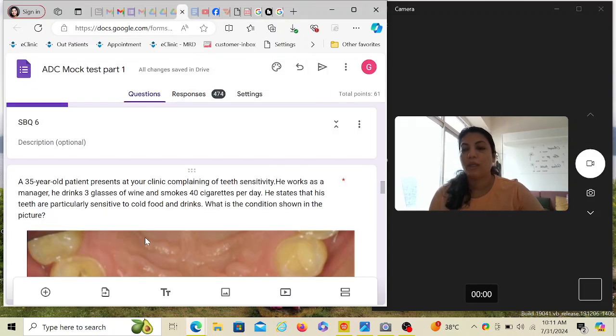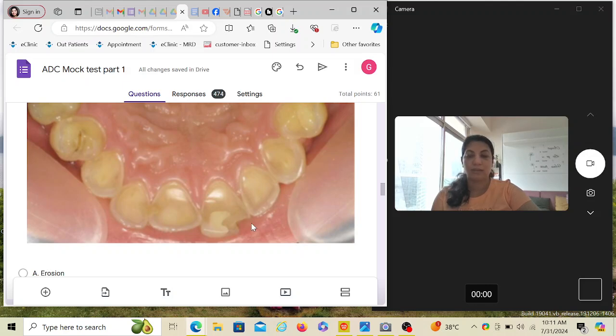A 35-year-old patient presents at your clinic complaining of teeth sensitivity. Whenever a patient says there is sensitivity, that means somewhere the dentinal tubule is exposed. Now you have to figure out why it has been exposed and how you're going to treat it. He works as a manager. He drinks 3 glasses of wine and smokes 40 cigarettes per day. Wow, that's a lot. He states that his teeth are particularly sensitive to cold food and drinks. What is the condition shown in the picture?